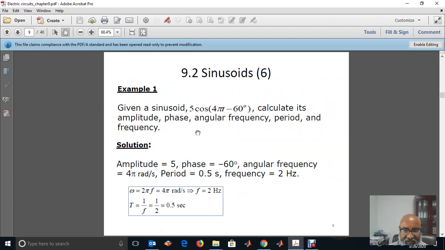Okay, now let's see this example. Given 5 cos(4 pi t minus 60 degrees), calculate the amplitude, phase, angular frequency, period, and so on. Very easy, yeah? Here it is straightforward. 5 is the amplitude, the phase angle is minus 60 degrees, and the angular frequency is 4 pi radian per second. The frequency we can find: omega is 4 pi, so f is 2, and the period is 0.5, 1 over f.